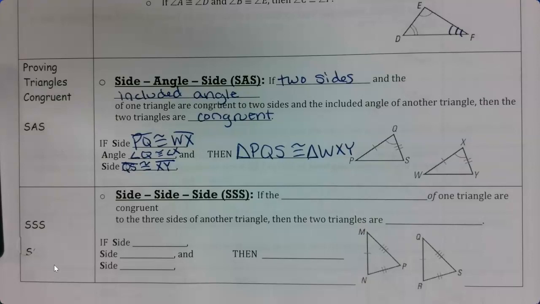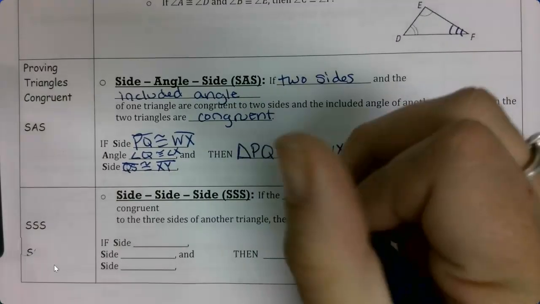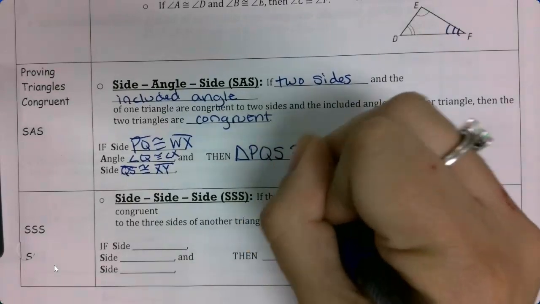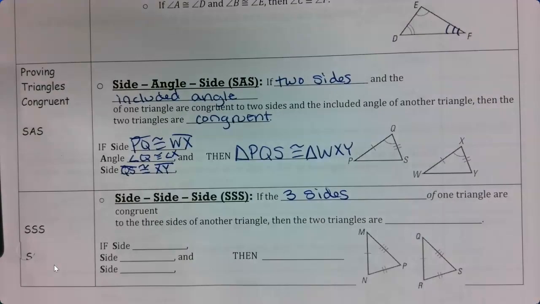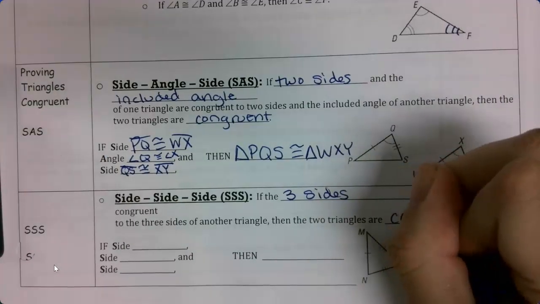Okay, the next one I have is side, side, side. If the three sides of one triangle are congruent to the three sides of another triangle, then the two triangles are congruent.